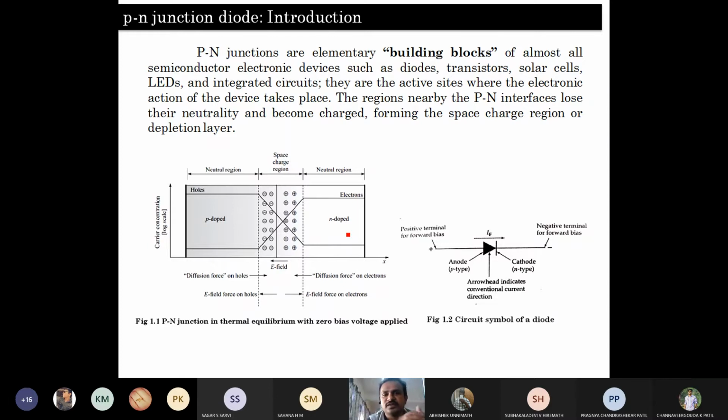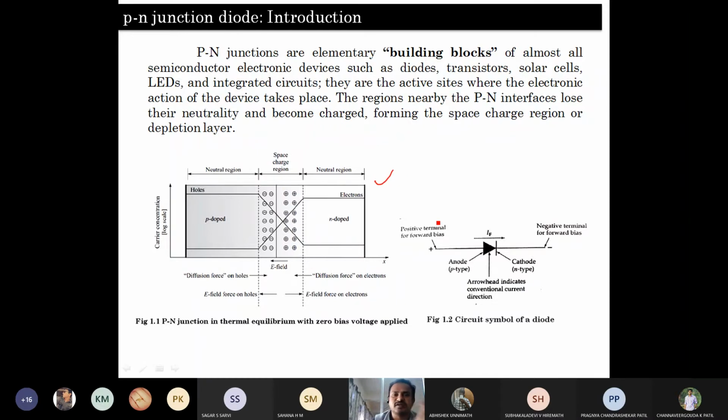The regions nearby the PN junction or PN interface lose their neutrality and become charged, forming the space charge region or depletion layer. So the junction between two semiconductor materials is labeled as a depletion layer or space charge region. This is the construction of the PN junction, and in the circuit.